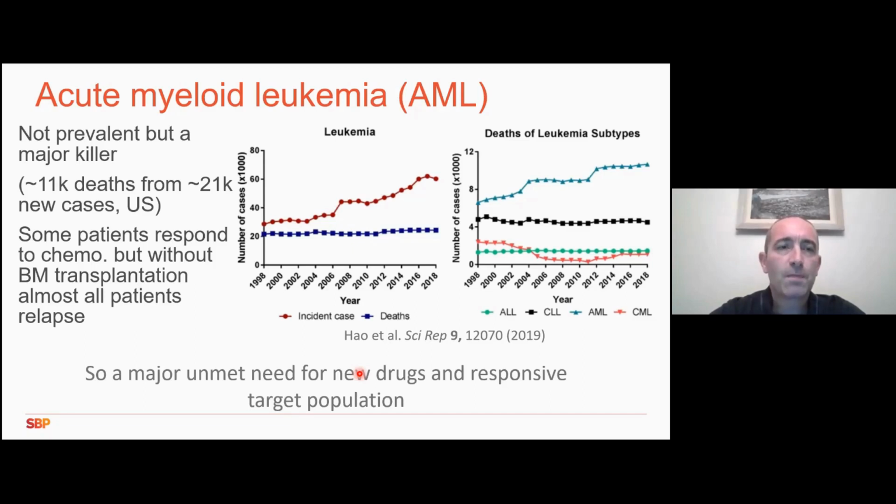Some patients do respond to standard chemotherapy, which is cytarabine, a DNA analog, and also an alkylating agent, which is usually a member of the rubicins, daunorubicin. I explicitly mention that because I'm going to show an example of that later. Some patients do respond to the standard of care, somewhere 30 to 35%. However, they almost all relapse. And the only cure for acute myeloid leukemia is bone marrow transplantation where possible. So there's a major unmet need to identify new or extant drugs, but also to identify patient populations that will be responsive to these drugs.